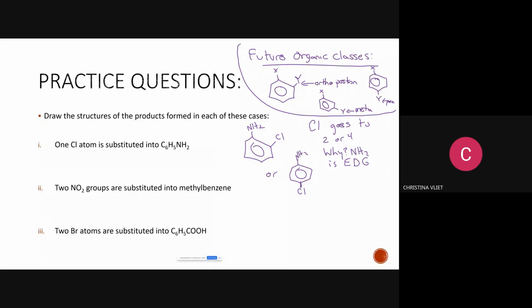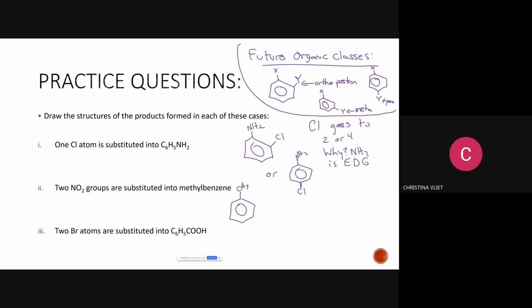All right, so let's try the next one. Two NO2 groups are substituted into methylbenzene. What they're saying here is we're putting two NO2 groups into the same benzene, methylbenzene. Where do they go? Who's the director? The CH3 is the director. Is it a 2, 4, 6 director or is it a 3, 5 director? Methyl? Oh my god. 2, 4, 6?